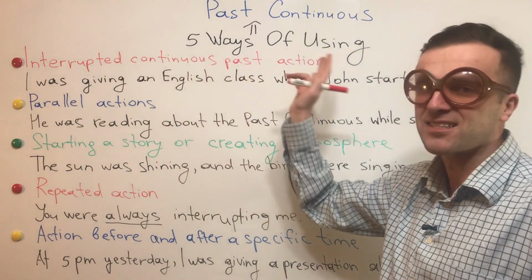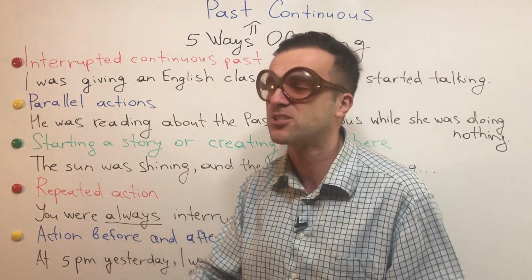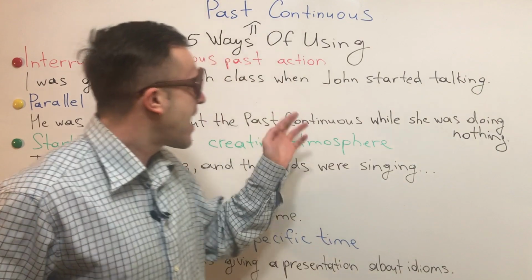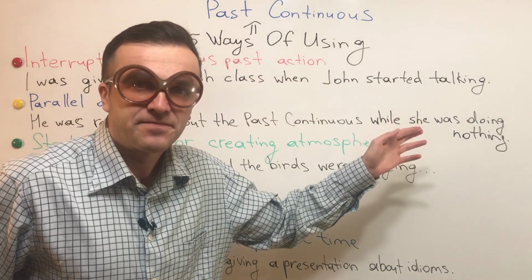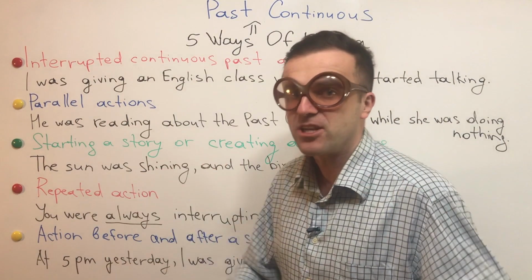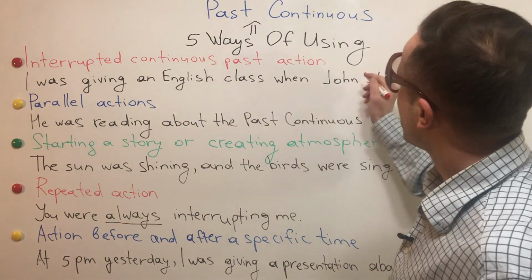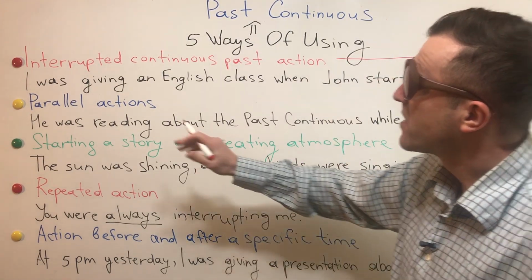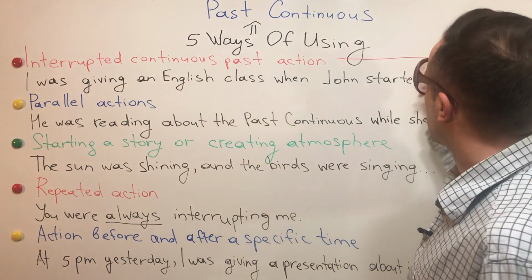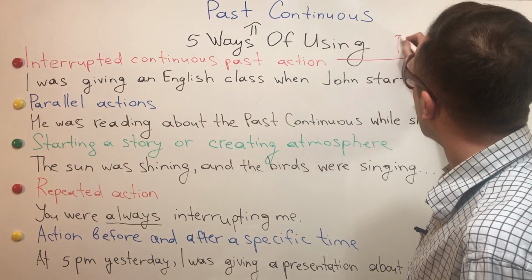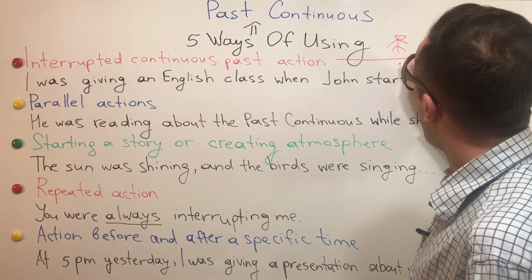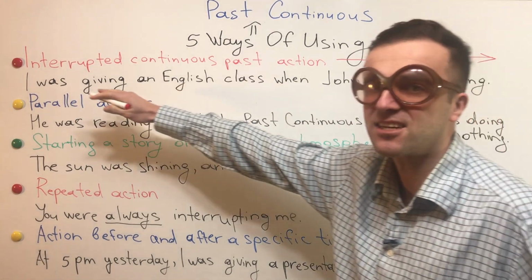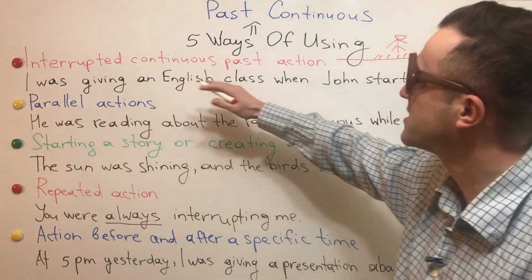Interrupted continuous past action. For example, I was giving an English class when John started talking. So let's imagine, let's draw the graph, the line, yes? And I was giving an English class. So here is I, so it's I was giving an English class. Alright? So this is the past continuous. Was plus giving plus an English class.